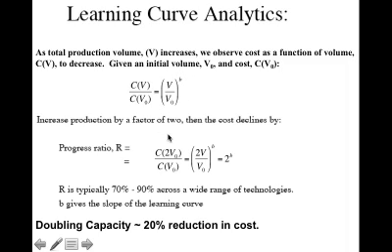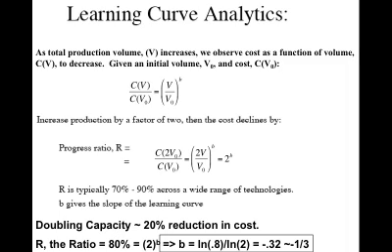And what we find is that every time you double the capacity, that is the total amount of stuff that you've ever produced, you get a 20% reduction in cost. Accordingly, B should be about negative 1/3.